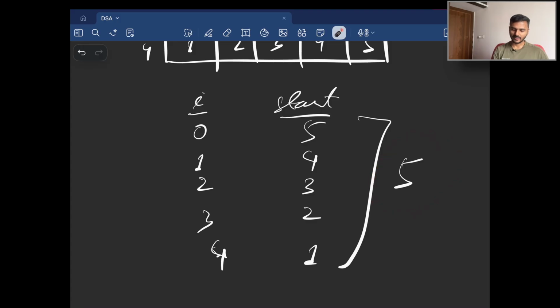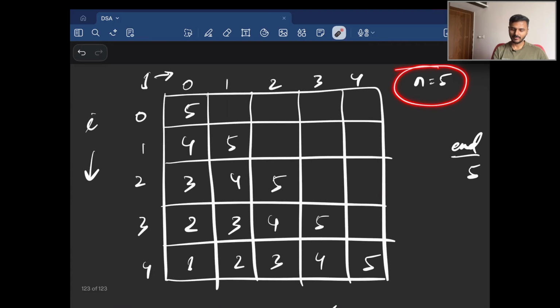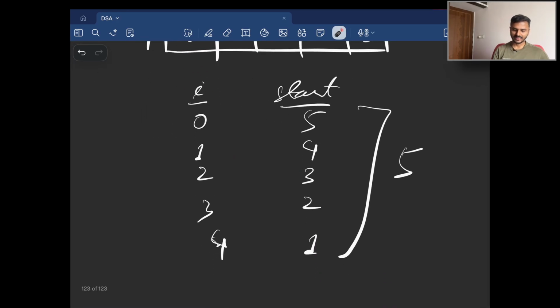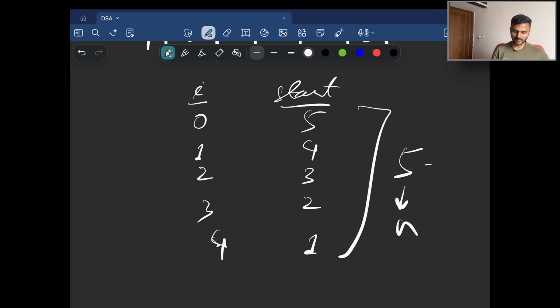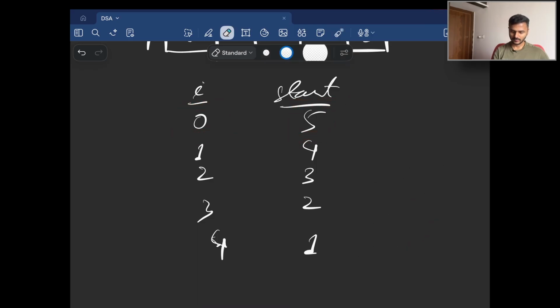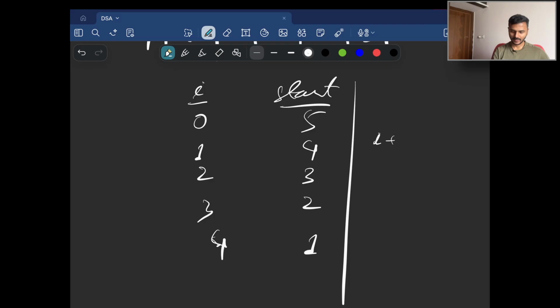Now, where is this 5 coming from? This 5 is coming from n. Since n is 5, this is 5. If n was 6, for example, this would have been 6 in all of these rows, right? So we can say that this is equal to n, which means that if I add I and what the start value should be, we ultimately get n, correct? So I can write it this way. I plus start is n.